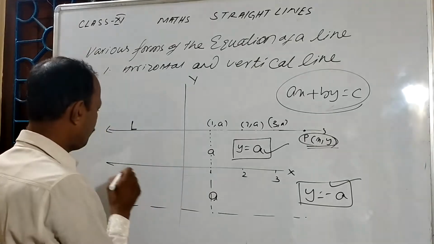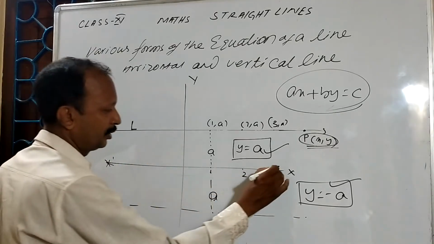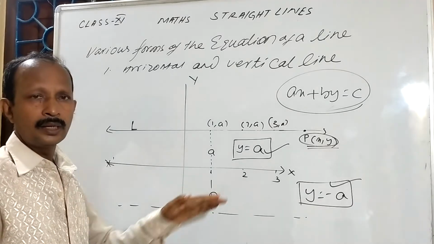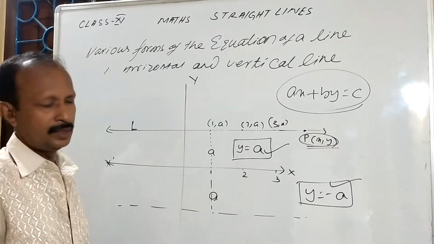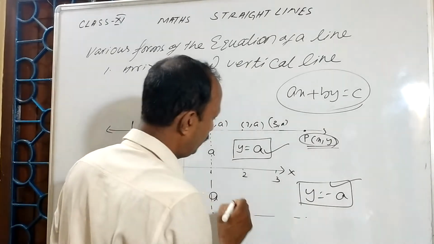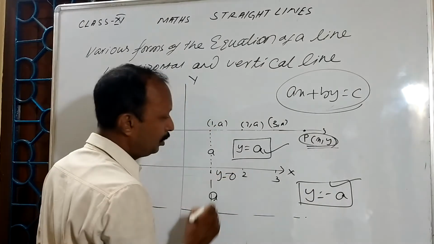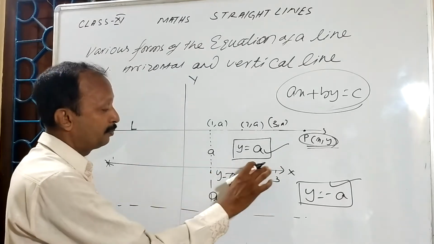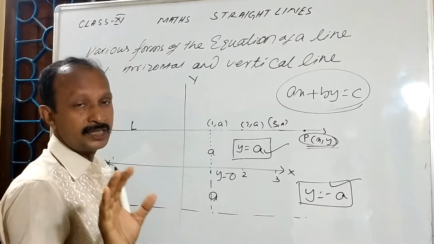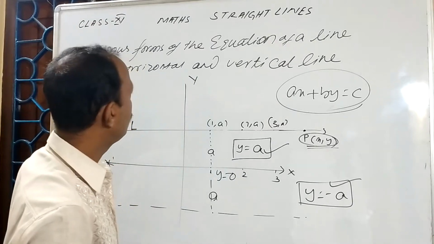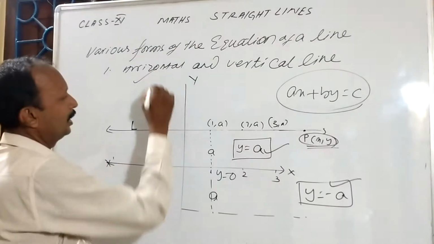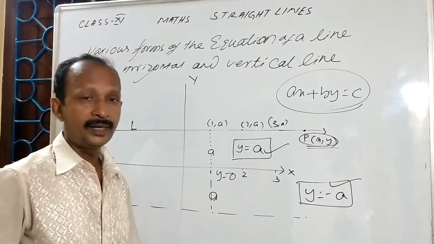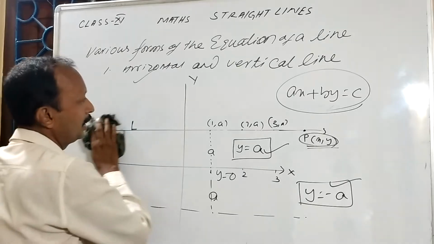Suppose we will consider the x-axis itself. So what will be the equation of the x-axis? So definitely it will be y is equal to 0 because I am taking the equation of the x-axis itself. So this is about the horizontal line, equations of a horizontal line. How to find the equations of a vertical line?